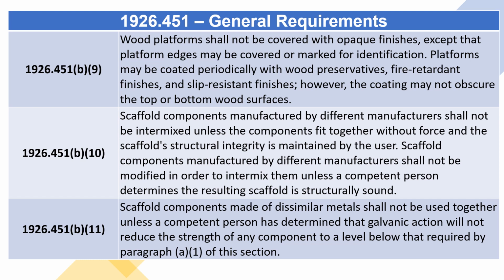1926.451(b)(11): Scaffold components made of dissimilar metals shall not be used together unless a competent person has determined that galvanic action will not reduce the strength of any component to a level below that required by paragraph (a)(1) of this section.